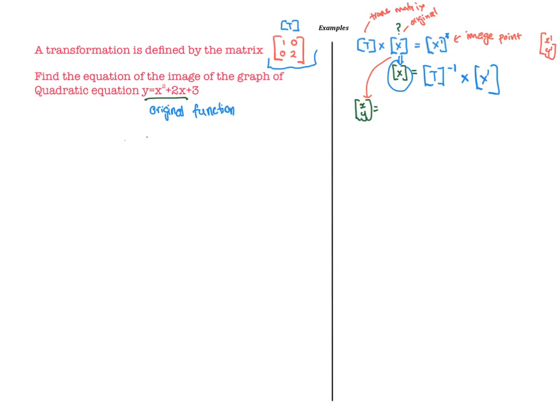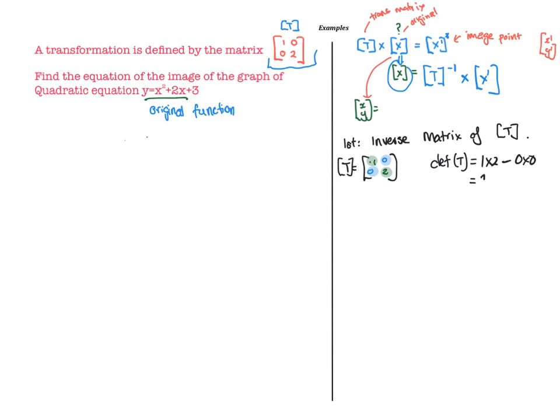Okay, so let's set that up and try and solve that here. First we need to find the inverse matrix of T. So remember for the inverse, if T is equal to 1, 2, 0, 0, first we need to get the determinant of T. Remember, the determinant is 1 times 2 minus 0 times 0, isn't it? Yes? So the determinant equals 2.